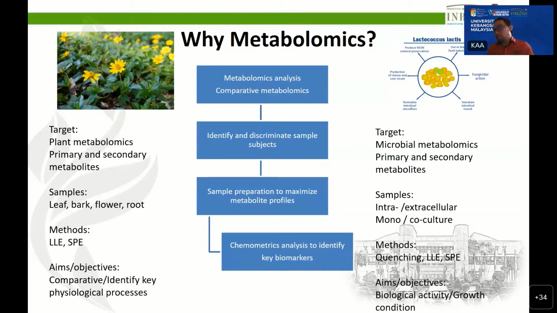Now, when we talk about samples for microbial metabolomics, it is a bit different from plant metabolomics. Here we have intracellular and extracellular. Basically, when we culture our microbes, we get the broth. The broth is called the extracellular, while the intracellular is the metabolites inside the cells. So there is a difference between intra and extra. Also, we can do mono or co-culture, and then we can try to separate the intra and extracellular and capture the metabolites that we can obtain from both.